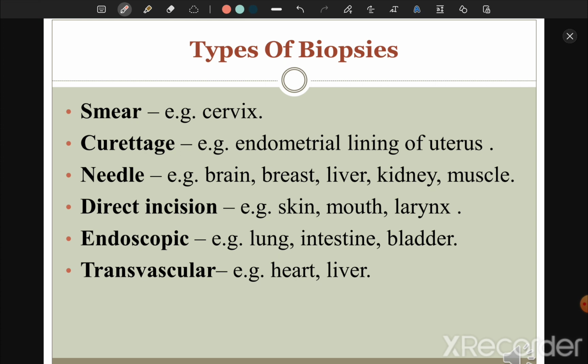We have direct incision. For example, we take a part from the skin, a wound in the skin, or in the mouth, or the larynx. We have the endoscopic, in which we take biopsies through endoscopic instruments, when doing endoscopy by the surgeon or by the gynecologist. And we have transvascular. There are instruments that pass through the vascular system and have a special end that can take small biopsies from the wall of the vascular lining. So this is transvascular, sorry.